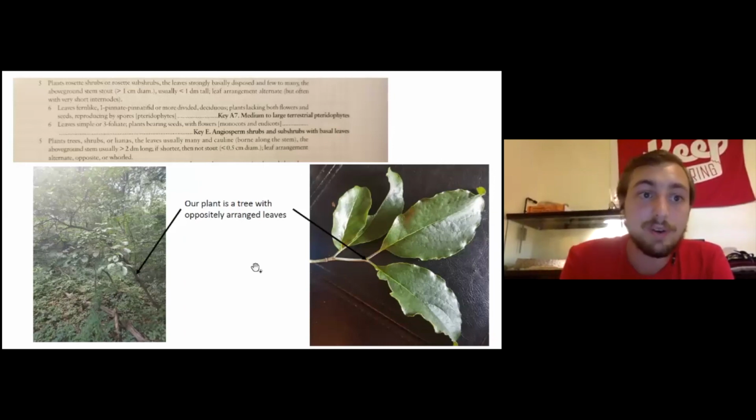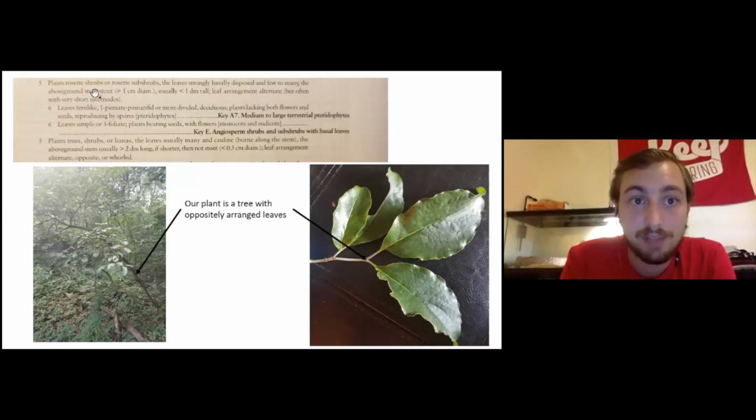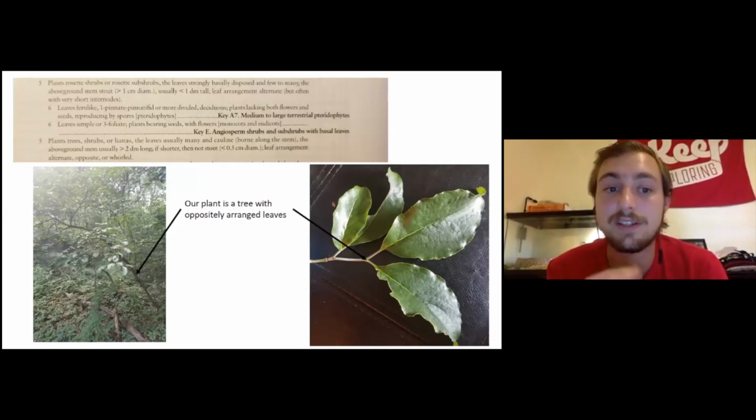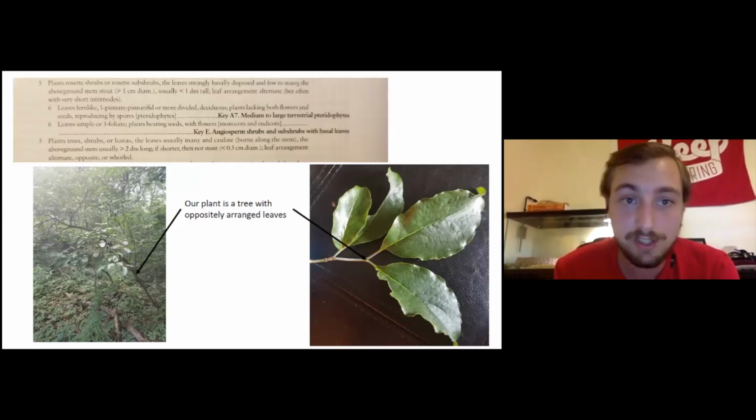And we'll focus on number 5. So it asks here if our plant is a rosette shrub or rosette subshrub, so a very, very small shrub, and rosette meaning having lots of leaves coming right out of the base, lots of stems and leaves coming out right above the ground, usually being under 1 decimeter tall or 10 centimeters. Our tree here is much taller than 10 centimeters, and it is definitely a tree. So we'll say that it's 5B.